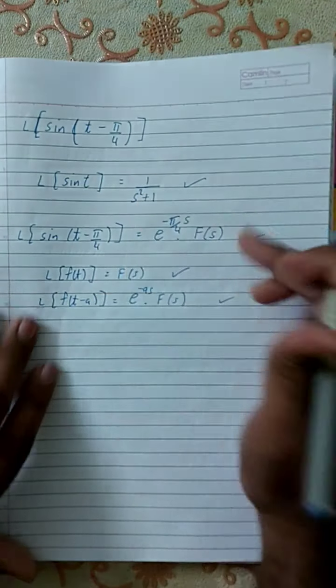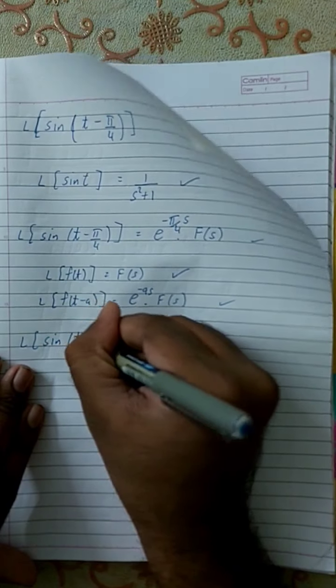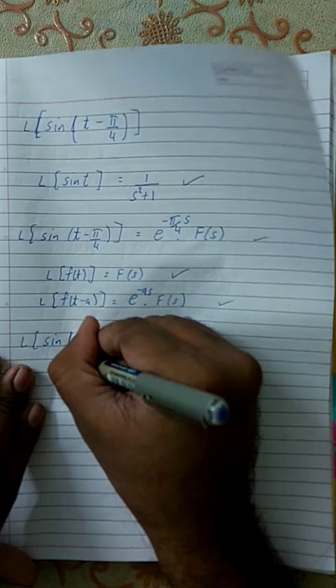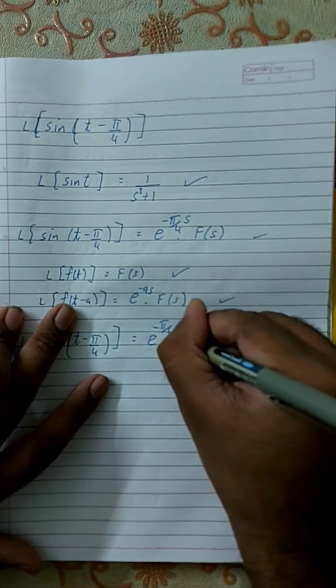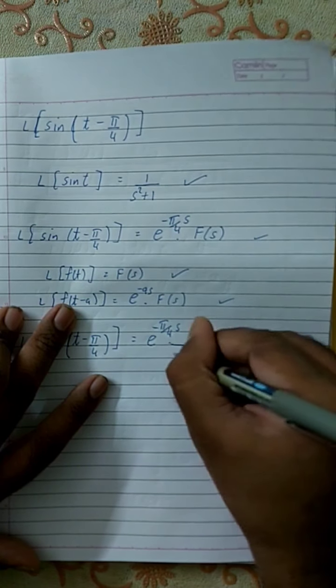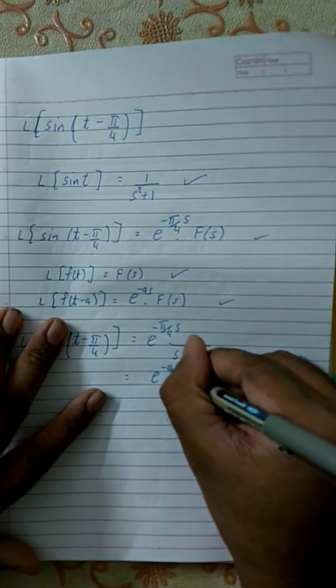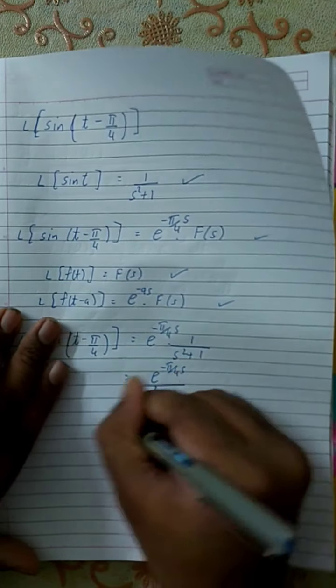F of s is 1 by s square plus 1. Therefore, the Laplace transform of sine t minus pi by 4 is equal to e raised to minus pi by 4s into 1 by s square plus 1. Or you can write it as e raised to minus pi by 4s by s square plus 1.